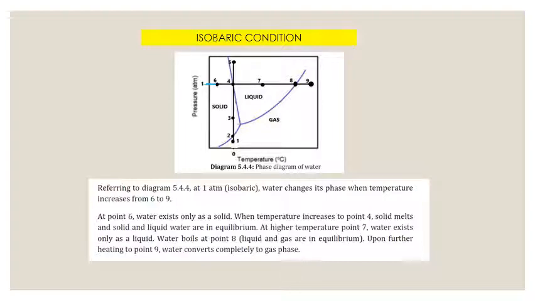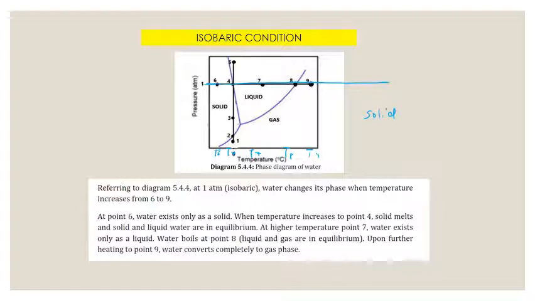So referring to diagram 5.44 at 1 atm, water changes its phase when temperature increases from 6 to 9. Okay, jadi kita kata tengok kat sini mungkin kita kata T6, and then kita ada T4, T7, T8, T9. Nampak? Temperature-nya berubah tetapi pressure-nya tetap constant. That's why kita ada satu garisan lurus di sini menunjukkan bahawa pressure itu constant. Jadi apakah perubahan phase-nya? At point 6, water exists only as solid. Okay, jadi perubahannya daripada solid.